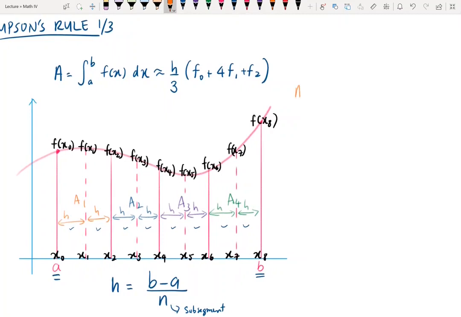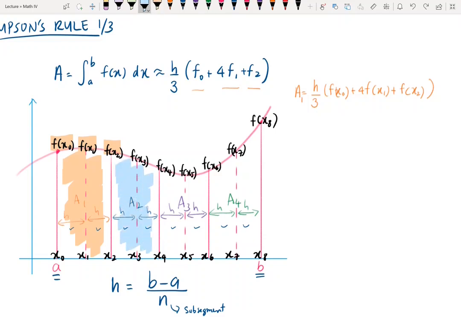Okay, we start with segment A1. Kalau you tengok equation ni, kita perlukan F0, F1 and F2. So for A1, kita punya F0, F1, F2. Dan bila kita tulis dalam bentuk equation, kita akan jadi h/3, rumus kita tu lah, f(x0) plus 4 f(x1) plus f(x2). Itu for area yang pertama ni. Okay, then the second area, this one F0, this one F1 and F2.